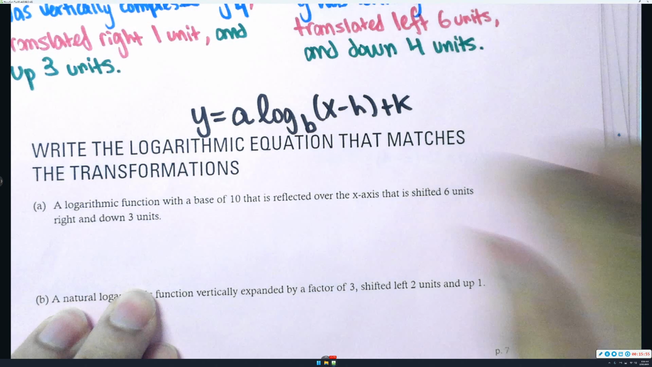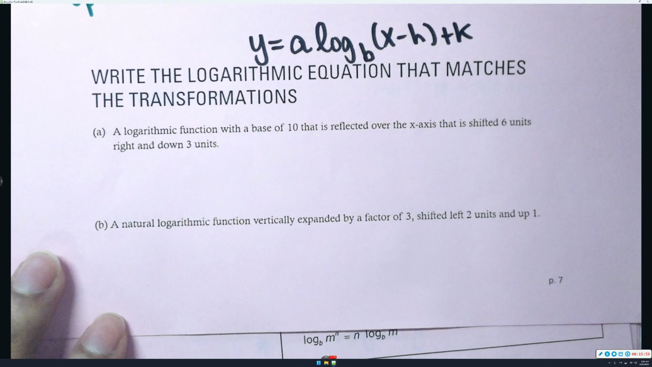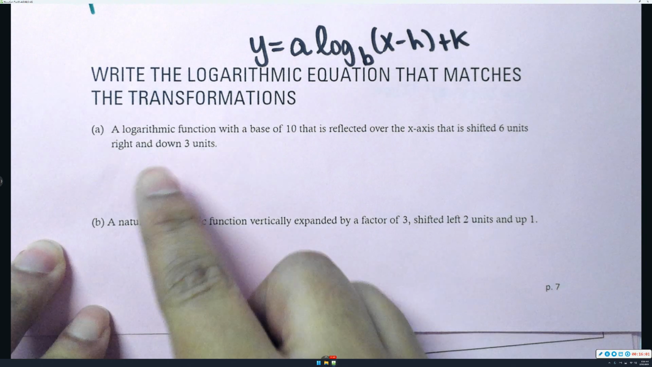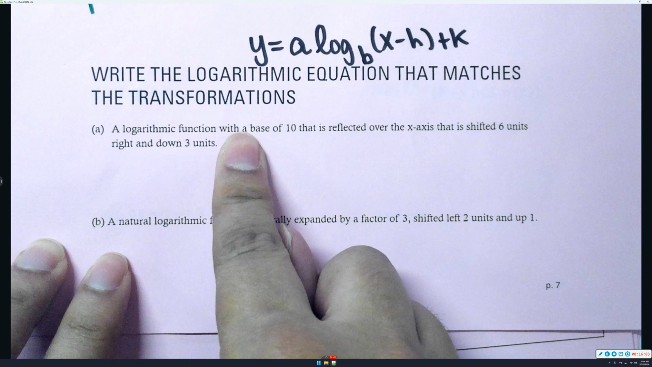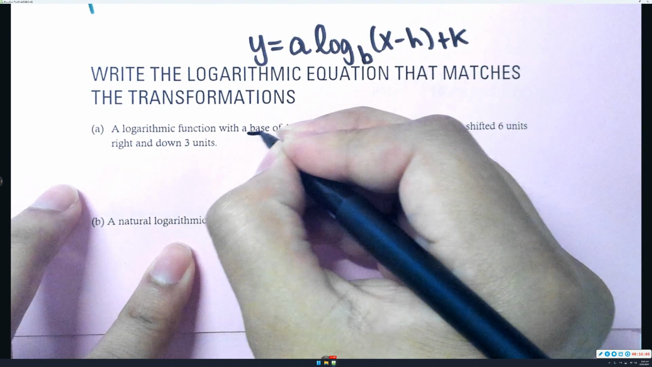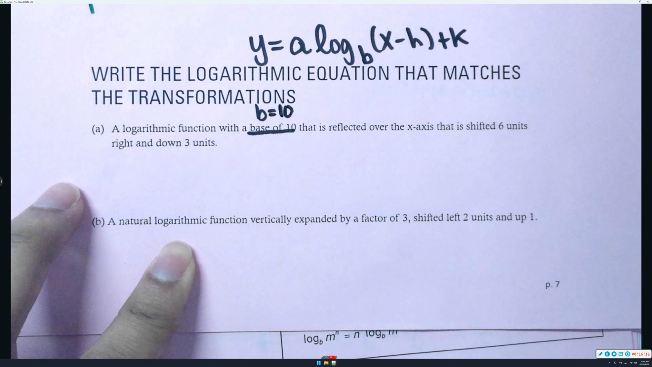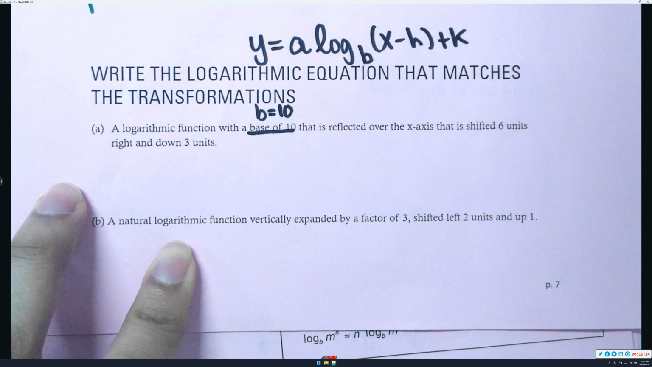Okay, now let's go ahead and break down the first example. This is going to look very similar to your free response portion of the test. It says a log function with a base of 10. Okay, so let's write this down. We have a log function with a base of 10, so write down b equals 10. That is reflected over the x-axis.